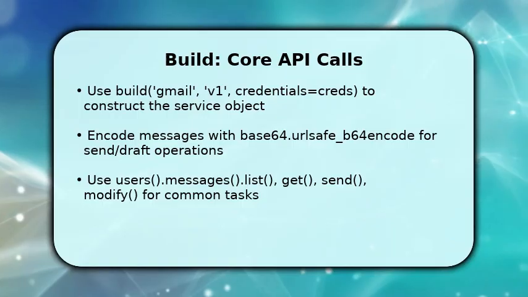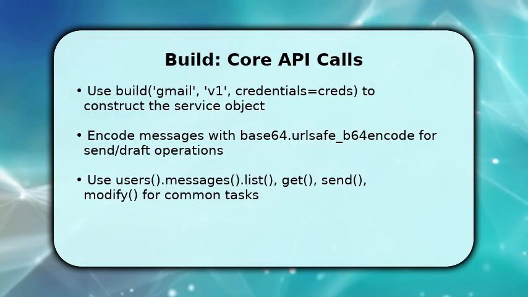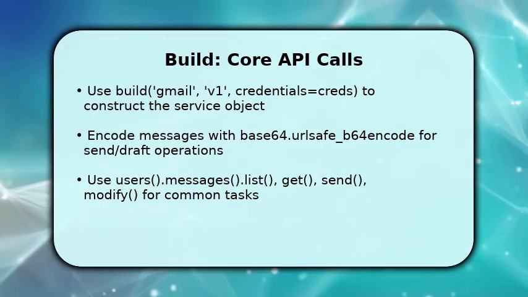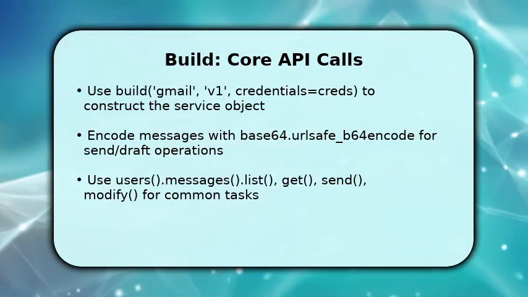When sending, create a MIME message, then encode its bytes with base64 urlsafe_b64encode and set the raw field. The API expects that format. For reading, paginate with users.messages.list, and fetch full payloads with users.messages.get, id equals.